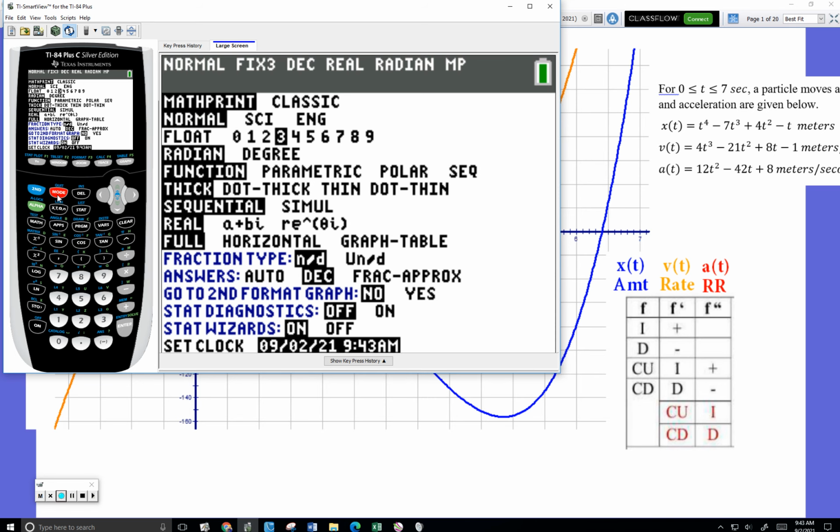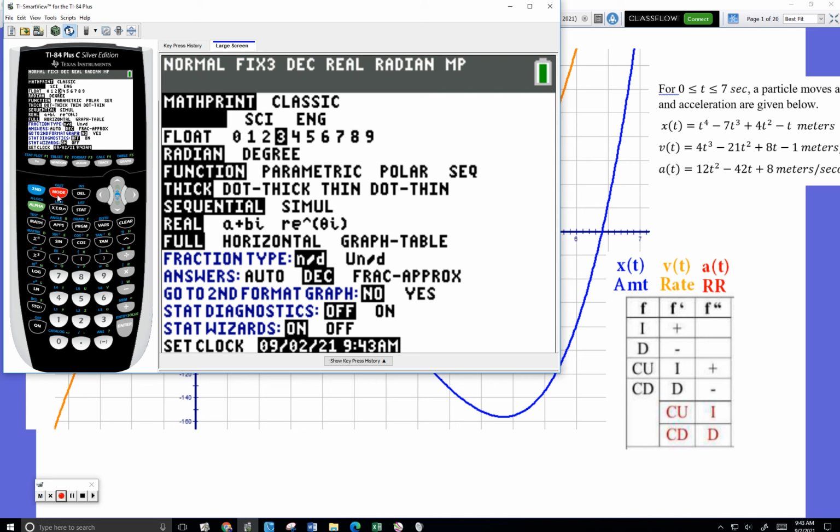So for this class, hit the mode button. The AP test requires that every time you write down a decimal answer, you must have it written rounded to 3 decimals. So what I prefer for all of you is to simply set your calculator to 3 decimals like that.